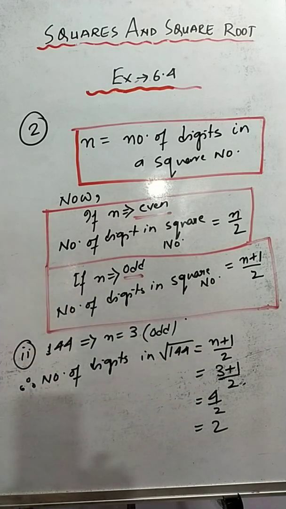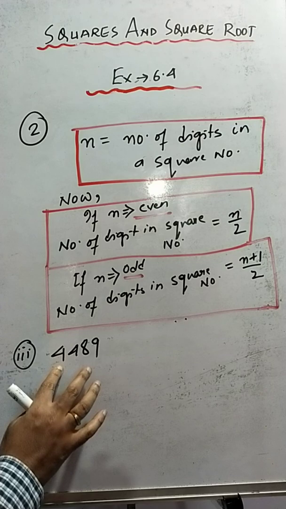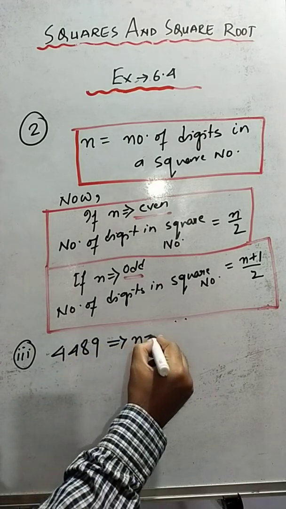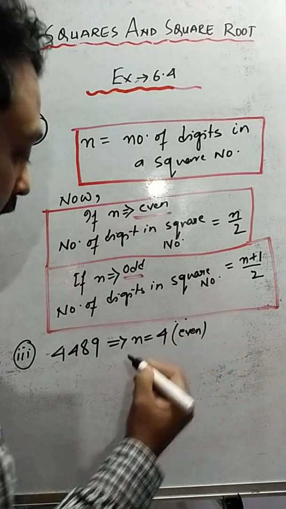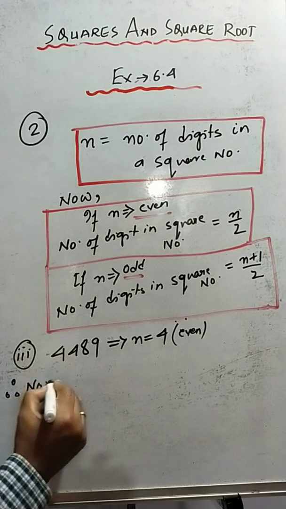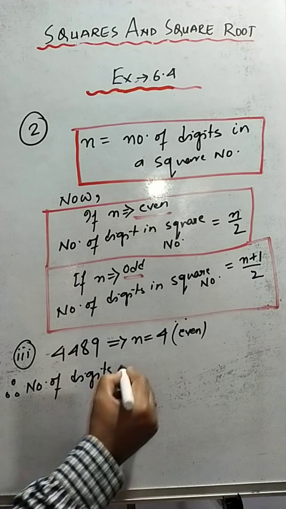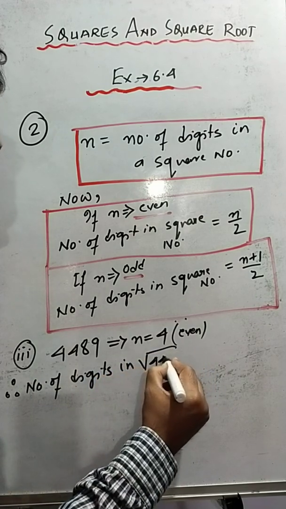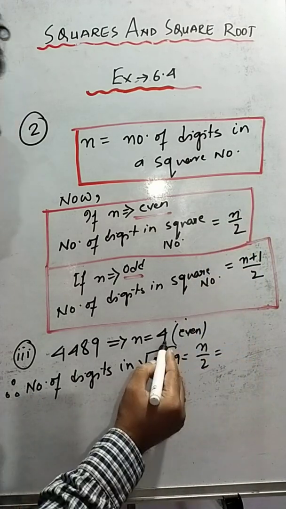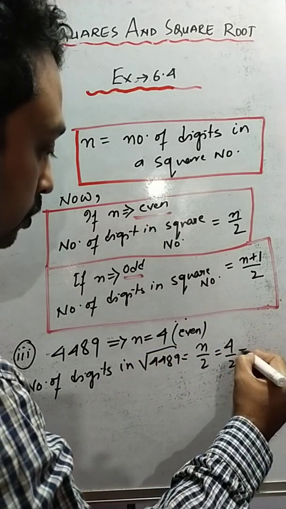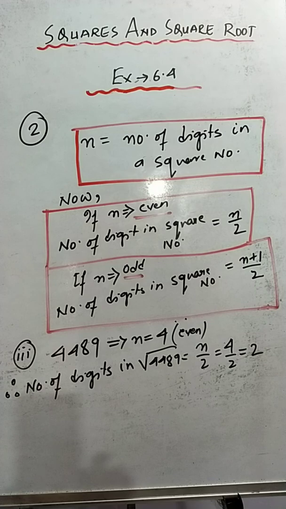Now we'll try question number 3. We have 4489. What is n? n is 4, as 4 digits are there. Now 4 is an even number, isn't it? So we will write, therefore, the number of digits in the square root of 4489. If it is even, then we use the formula n by 2. What is n for this number? It is 4. 4 upon 2, so your answer will be 2. This is how you have to do the other sums. The rest of the sums would be your homework, students.